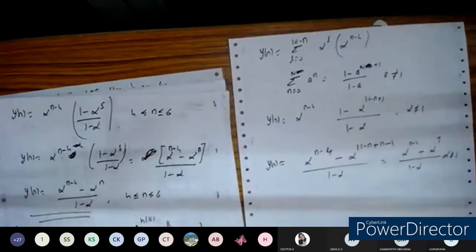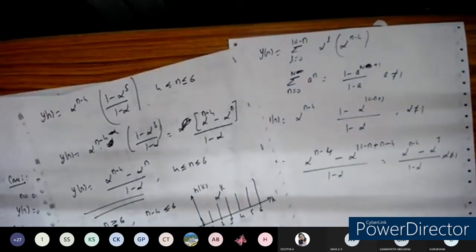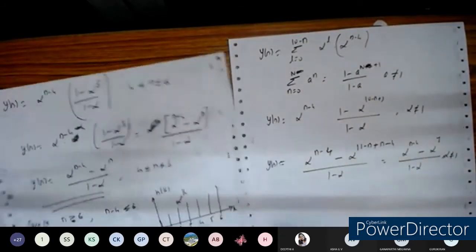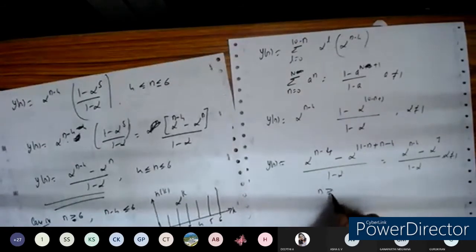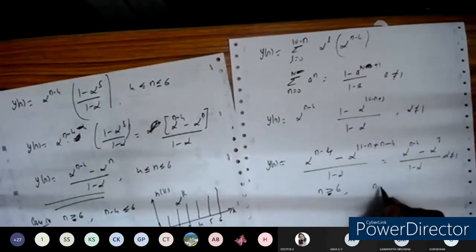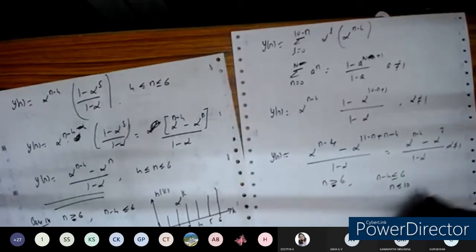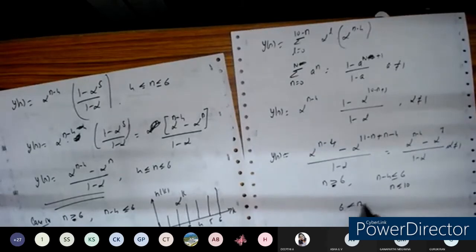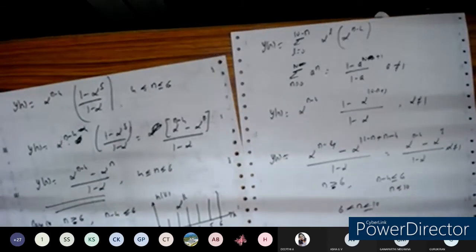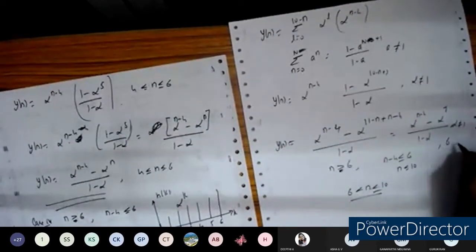So this is for the case we have taken, n is greater than 6 and n minus 4 is less than or equal to 6. When you send 4 to this side, it becomes n is less than or equal to 10. So n can take the value 6 less than n less than or equal to 10. Okay, so this is the value of y of n we got here, for 6 less than n less than or equal to 10.